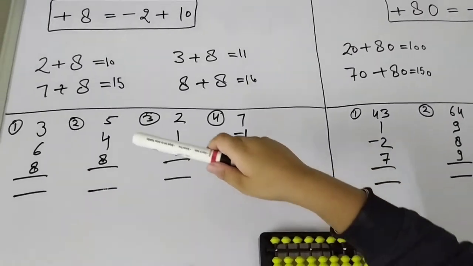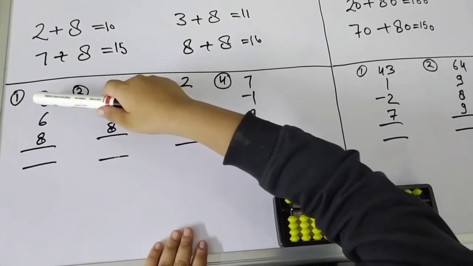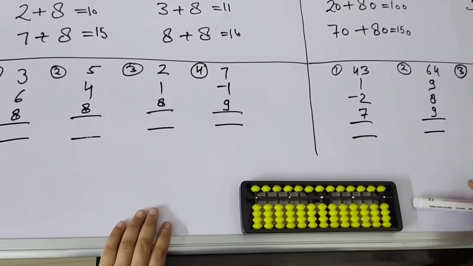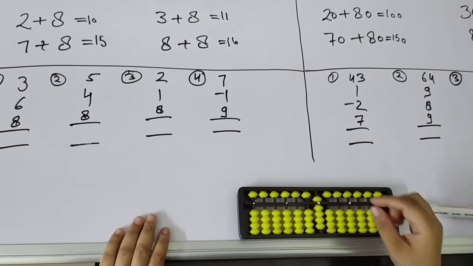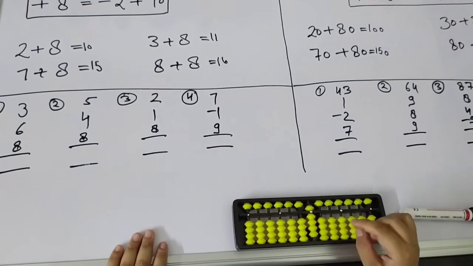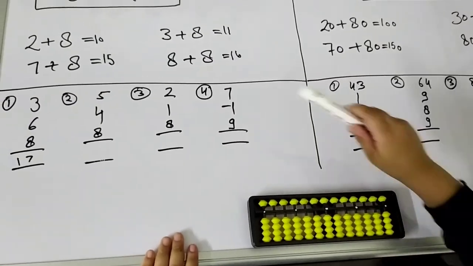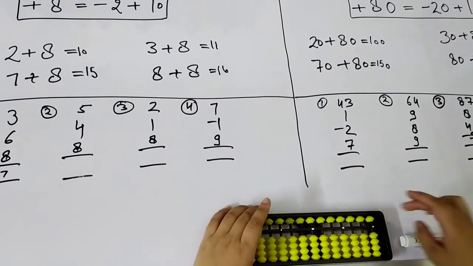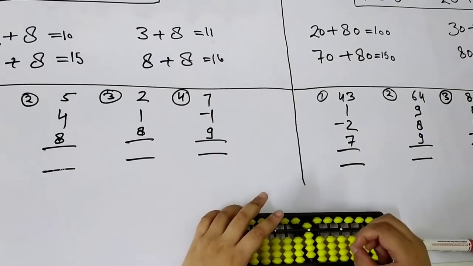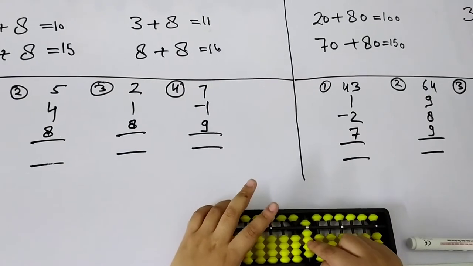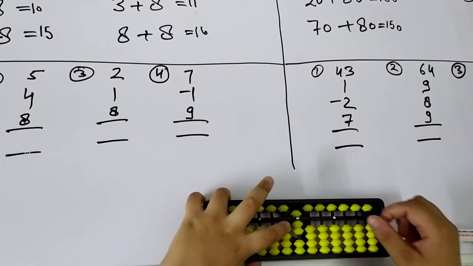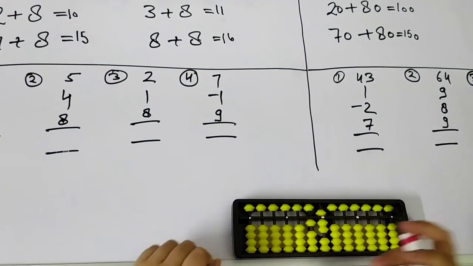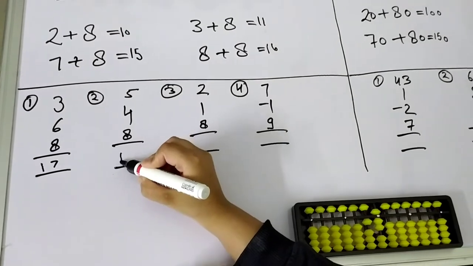Next part, 3. First question is 1: 3 plus 6 and plus 8. 3 plus 6, and the formula of 8 is minus 2 plus 10. So next question is 5 plus 4 plus 8. The formula of 8 is minus 2 and plus 10. We again have answer 17. We'll write 17 here.